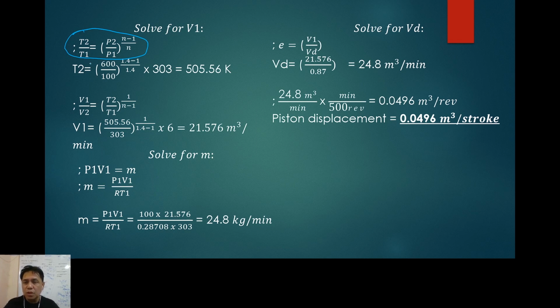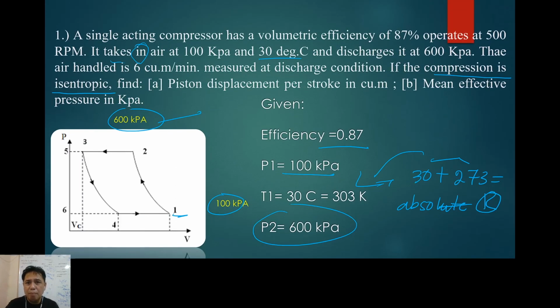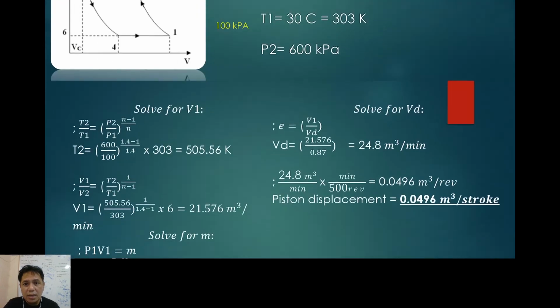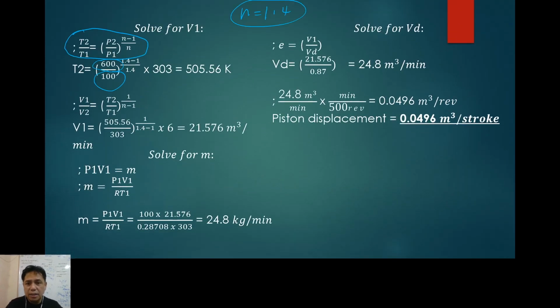So substituting values, what is our pressure at 2, or the discharge pressure? 600. What is our pressure at the inlet? 100 kilopascal. And we have to substitute only the values, no? So N is the constant, or K. Now some are using K, the K for the gas or air, which is 1.4. Because it was not mentioned here what the gas is, if there's no mention of gas, we are assuming it is air. So if you search for air, the constant for air is 1.4.